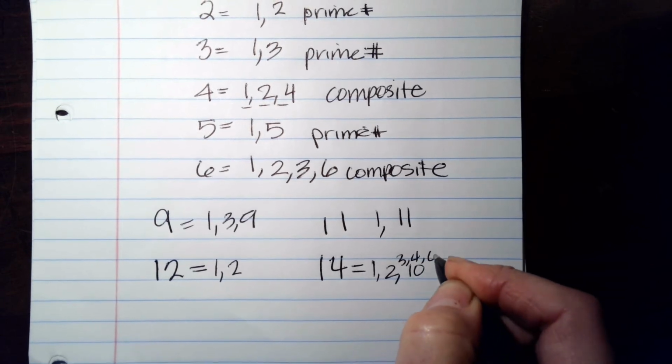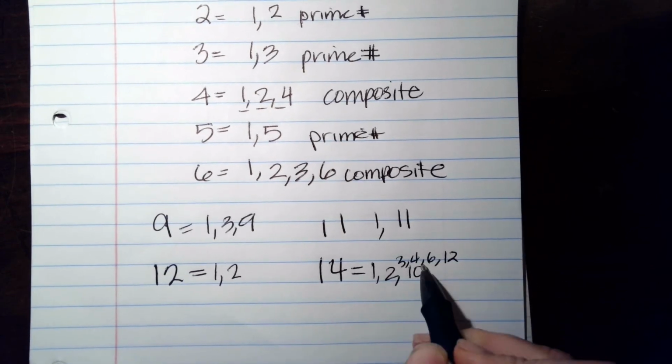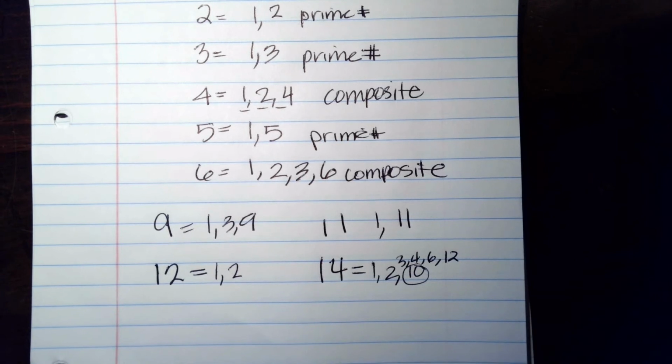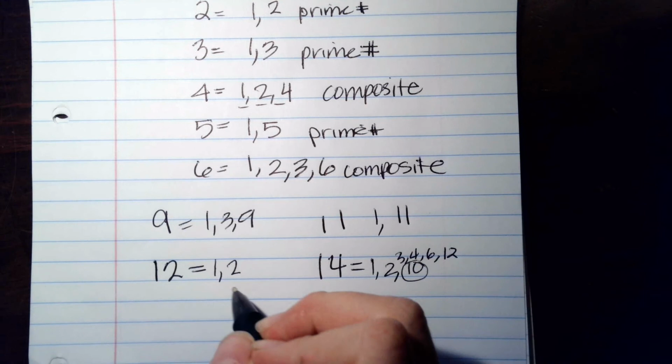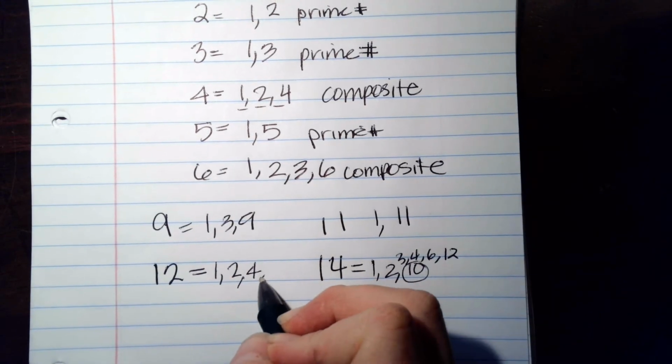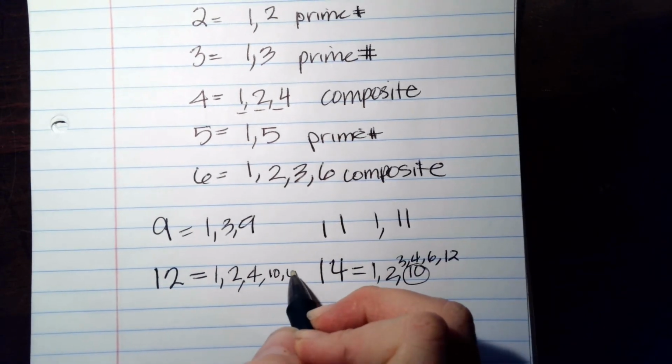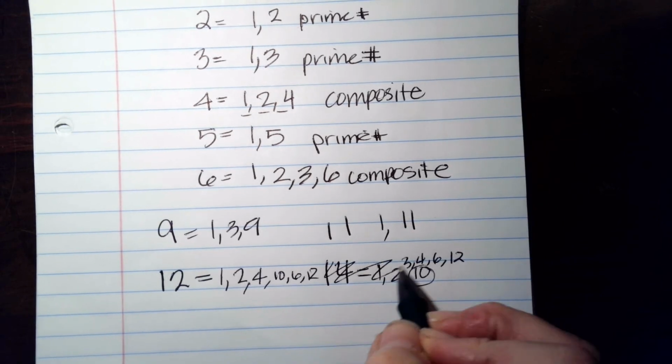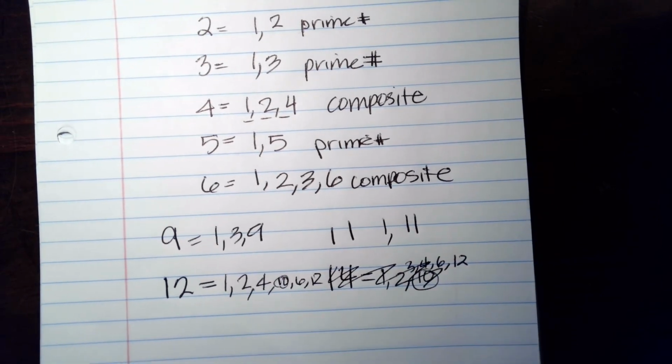Okay, tell me the 10. 10 times what is 14? Oh, I thought I was doing 12. Oh, you did 12. Okay. So you did 1, 2, 4, 10, 6, and 12. Okay. So tell me what the 10 is. 10 times what equals 12? It's fine. So we just cross it out.